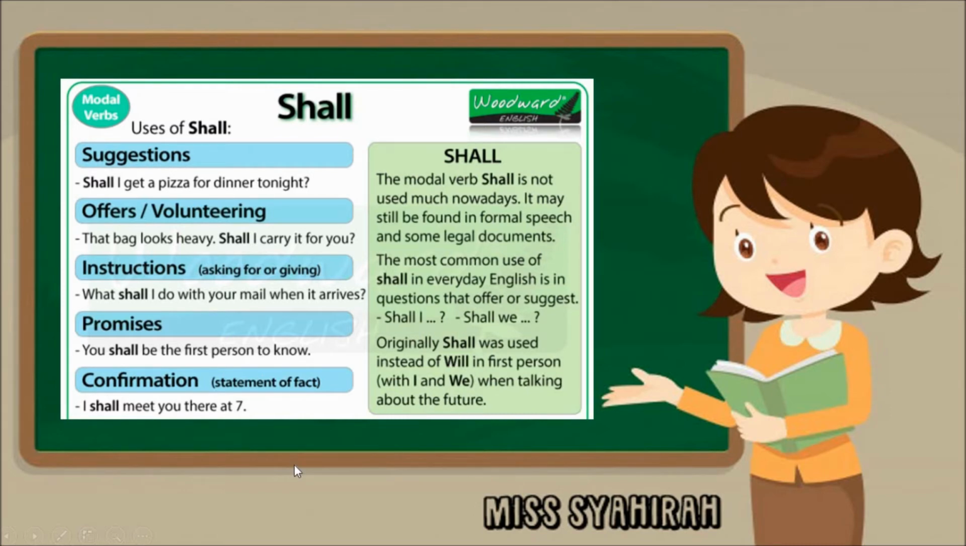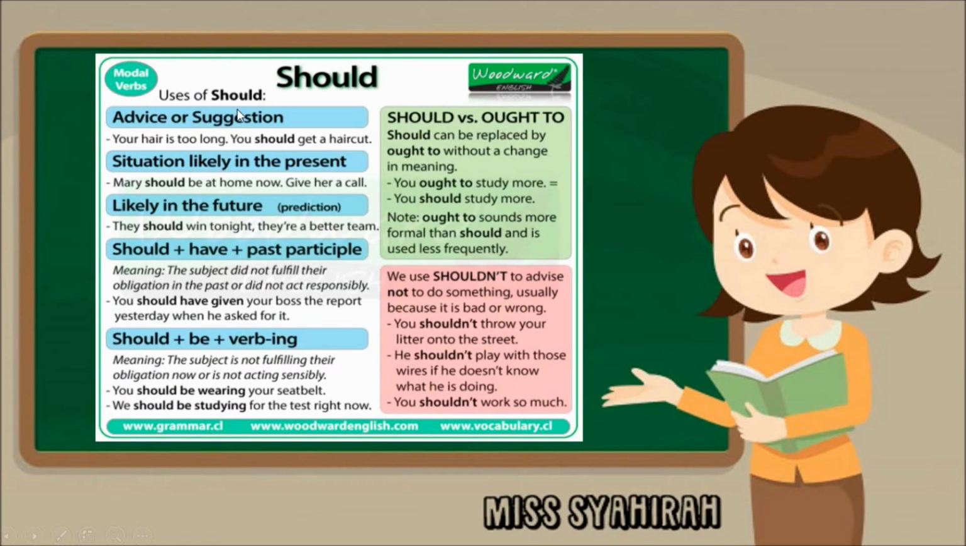Alright, next, should. Uses of should. To give advice or suggestion. Your hair is too long. You should get a haircut. So should, in Malay, it could be 'haruslah', 'perlulah'. Okay? And then next, situation likely in the present. Mary should be at home now. Give her a call. So Mary should be at home.